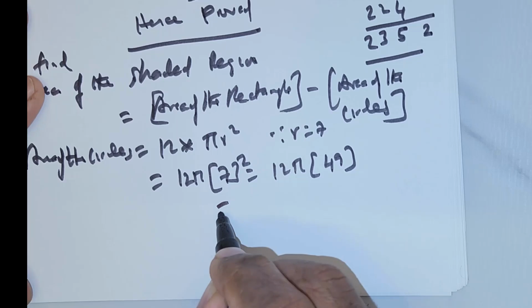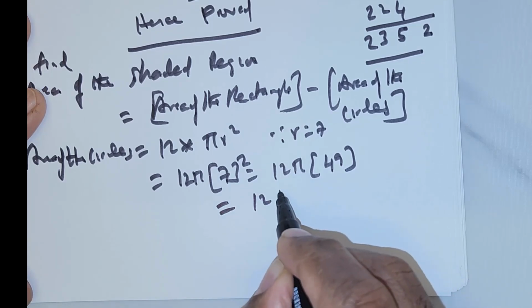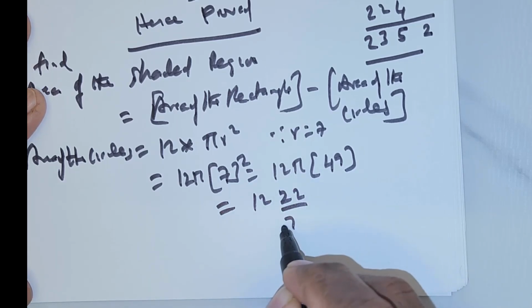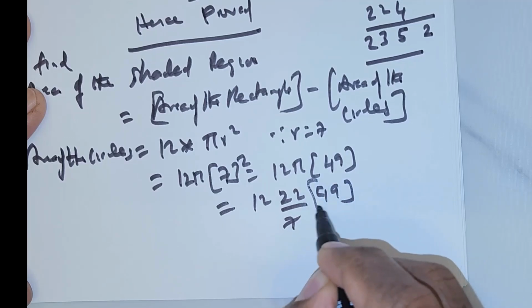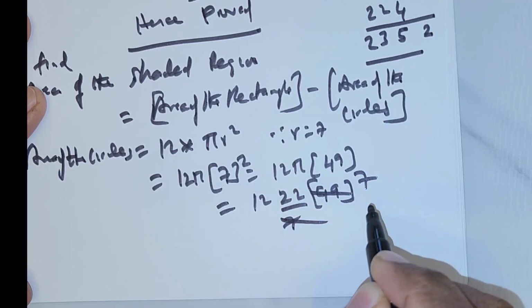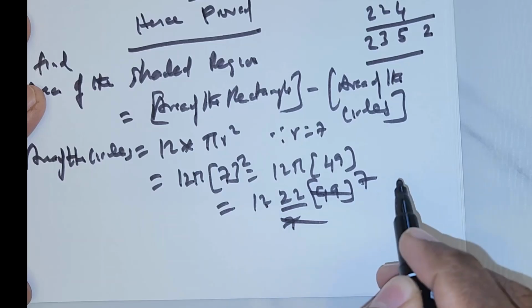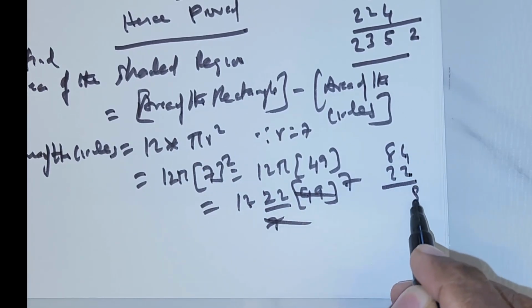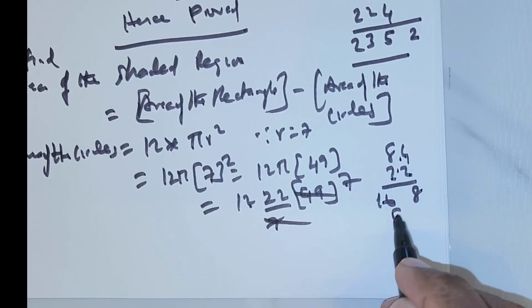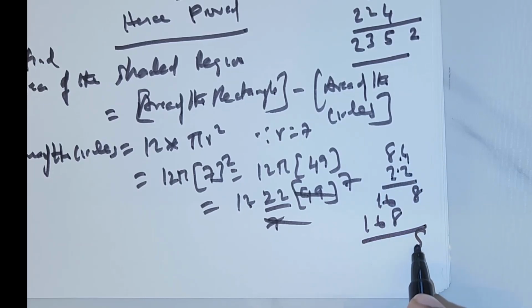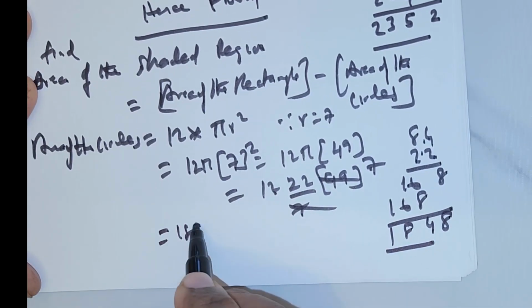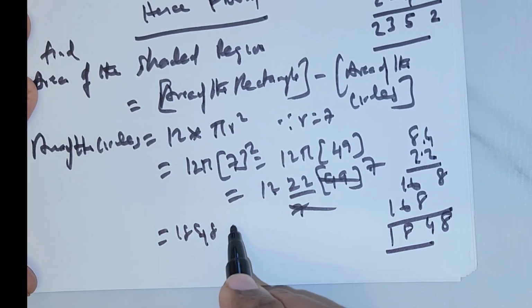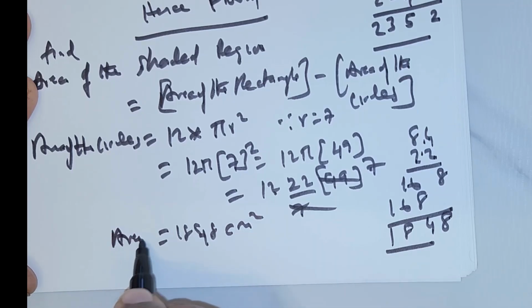So we have to multiply. What I'm going to do, I'm going to write pi as 22 over 7, and this is 49. 7 divides 49 7 times. 7 times 12 is 84, and I need to multiply with 22. So 2 fours are 8, 8 twos are 16, 2 fours are 8, 8 twos are 16. This is 8, 14, 1848 cm squared. This is the area.